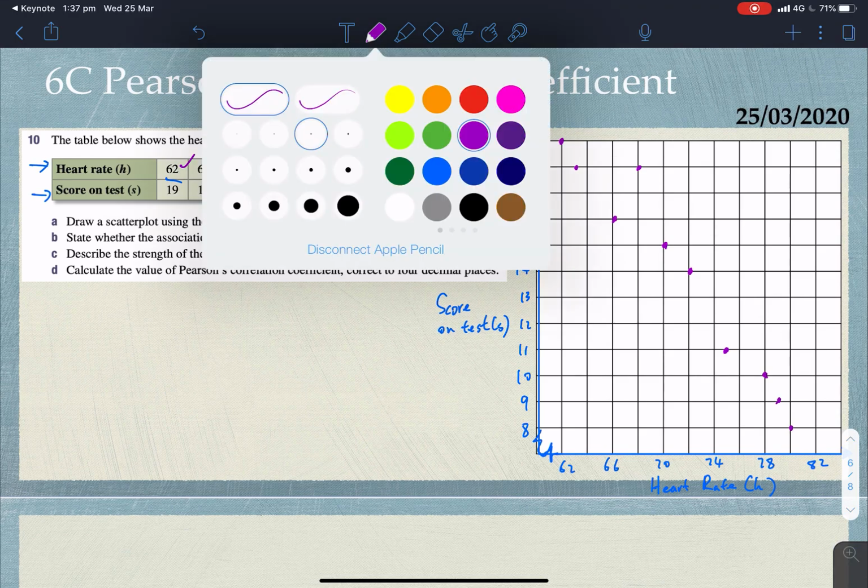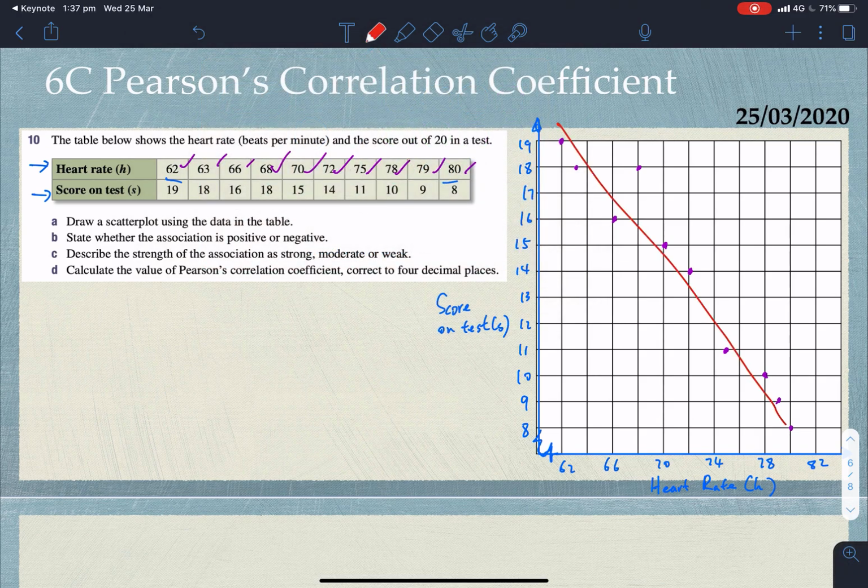Let's go back to, I use red here. You can see there's a really straight line here going down. Okay. Well, part A is done. Part B is whether the association is positive or negative. So for B, it looks like going down, so it's negative.